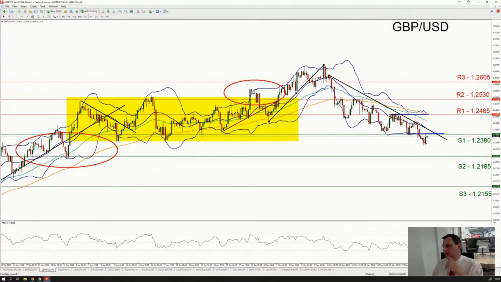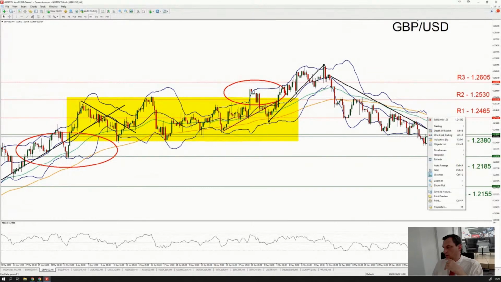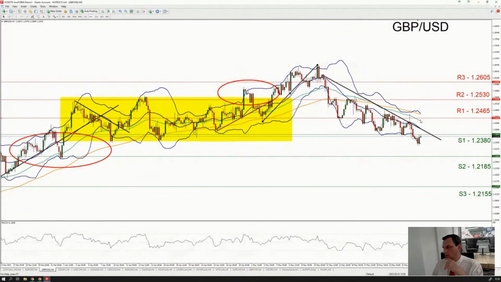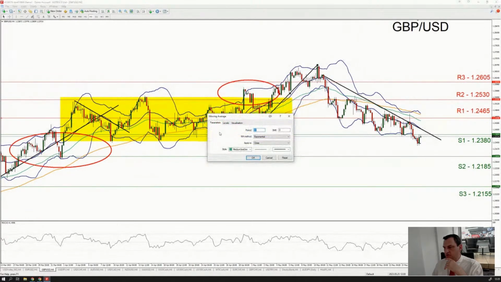Definitely the sideways lines are no longer valid. Delete those. Let's correct the resistance line once again.